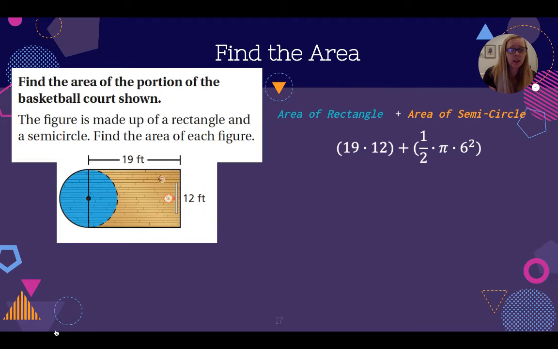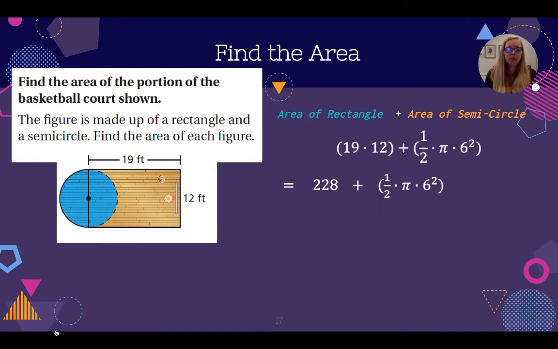The area of a circle is pi r squared, so we need to look at that radius. So here's the thing, you need to look at that end. The side of our rectangle is 12. That's the same as the diameter of the circle. Half of that is our radius of 6.